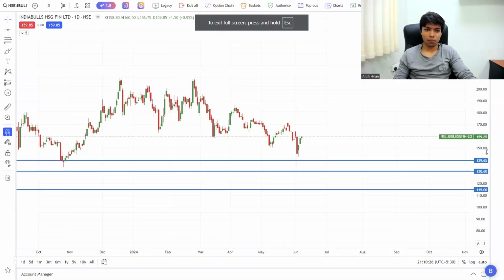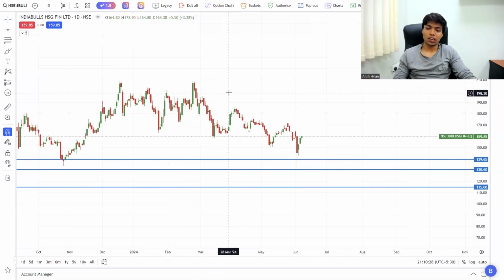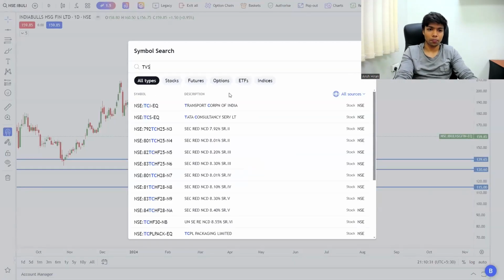Let's see an example of this. I will go to the same chart. What was the chart previously? TVS Motors, right? Let's replace that.